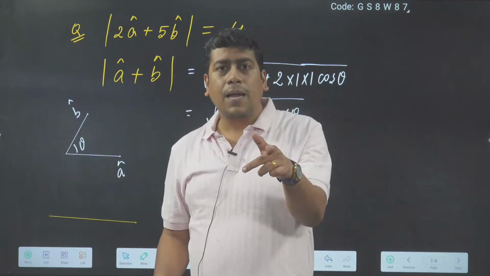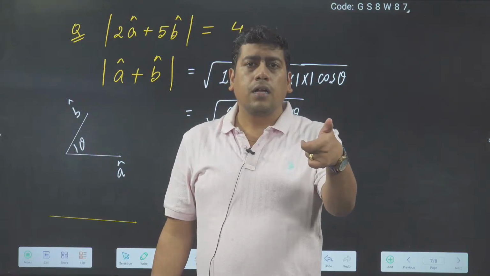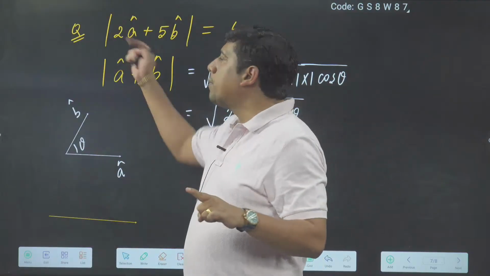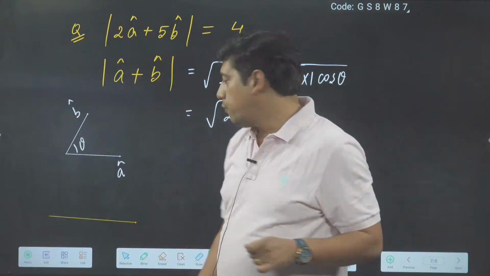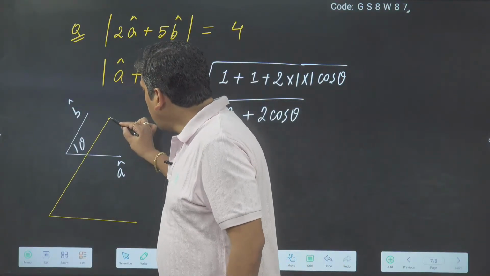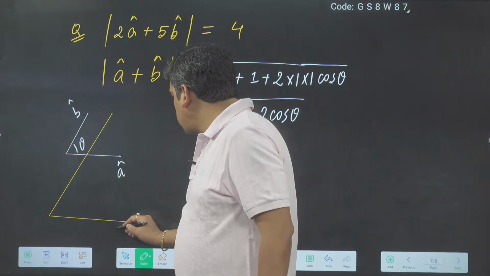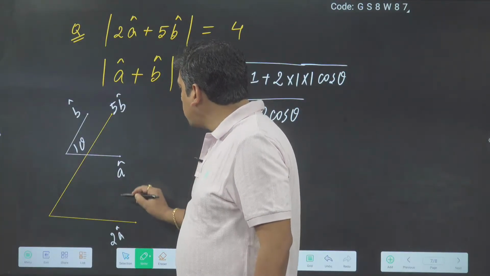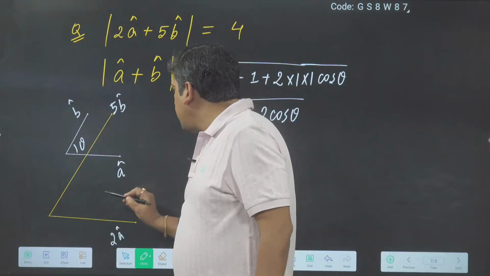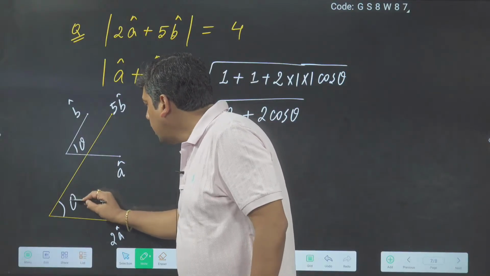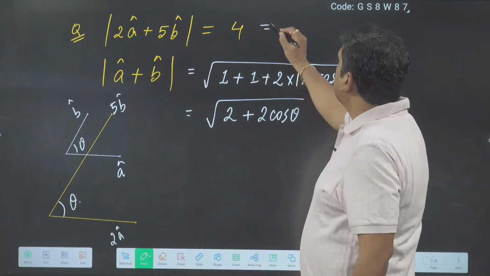I told you, when you multiply any vector with a number, the direction remains the same or becomes opposite, depending on whether you multiplied with a positive or negative number. Then 5b cap will also be in the same direction. So this will become 2a cap, this will become 5b cap. So what I'm trying to say here is the angle between a cap and b cap and the angle between 2a cap and 5b cap will remain the same.